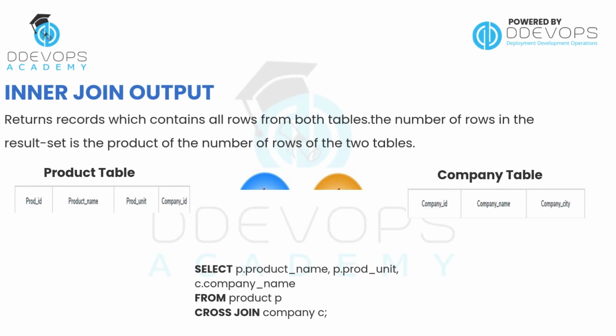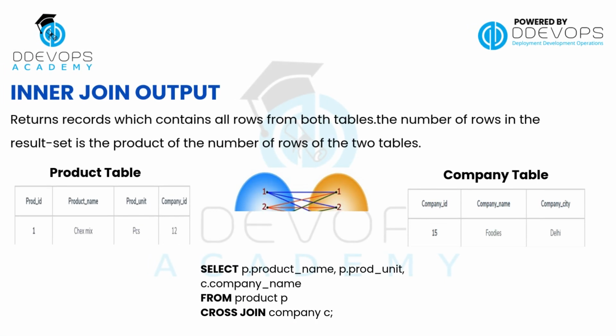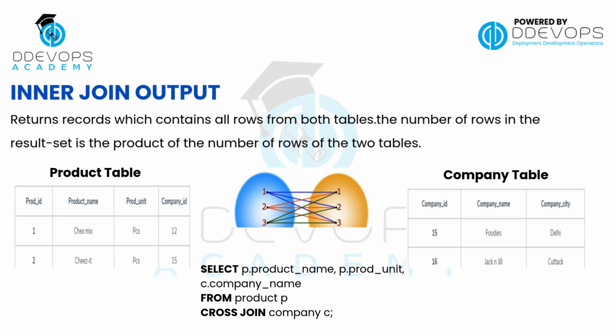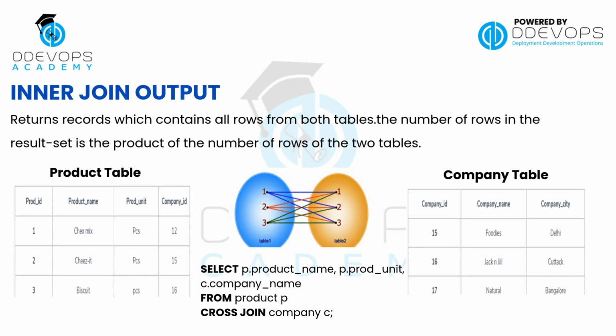Let's clarify cross join versus inner join. A cross join returns every possible combination of rows from two tables, so if one table has 3 rows and the other has 3, the result will have 9 rows. It's like pairing every product with every company. In contrast, an inner join returns only matching rows based on a condition, like shared company ID. Use cross join when you want all combinations, and inner join when you want meaningful matches.